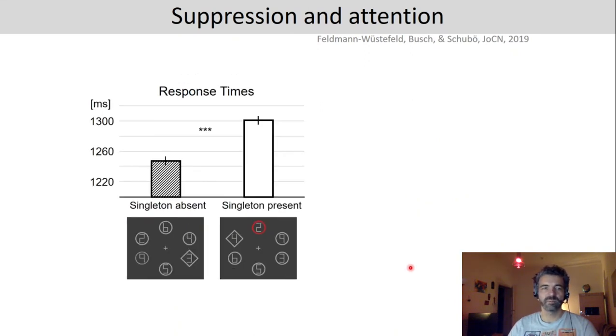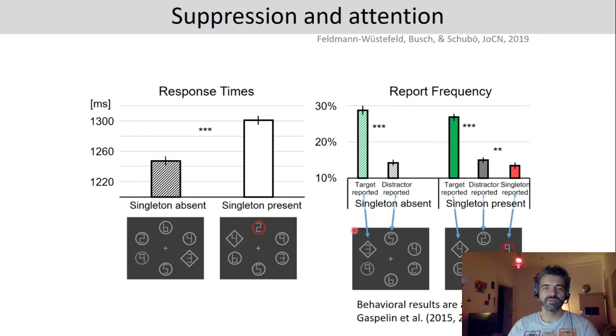So first we replicated earlier results showing longer response times when there's a singleton. That was not a big surprise. But interestingly, the report frequency of the different digits also told us something about what was going on at the different locations in the visual field. So when the singleton was absent, participants most of the time reported the target digit. So this is the green bar here, and these are the correct trials. And only in around 14-15% one of the other digits was reported.